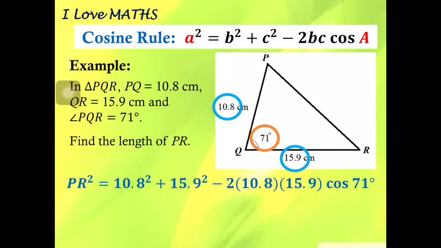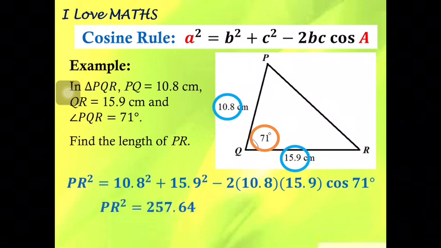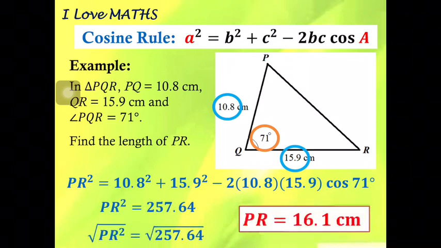So we can say PR squared is equivalent to the sum of the squares of the two sides, so 10.8 squared plus 15.9 squared, minus 2 times the two sides, 10.8, 15.9, cosine of the included angle 71, which is the opposite angle of the unknown side PR. By simplifying the right side, PR squared is equivalent to 257.64, and extracting the roots of both sides, PR is equivalent to 16.1 centimeters in 3 significant figures.